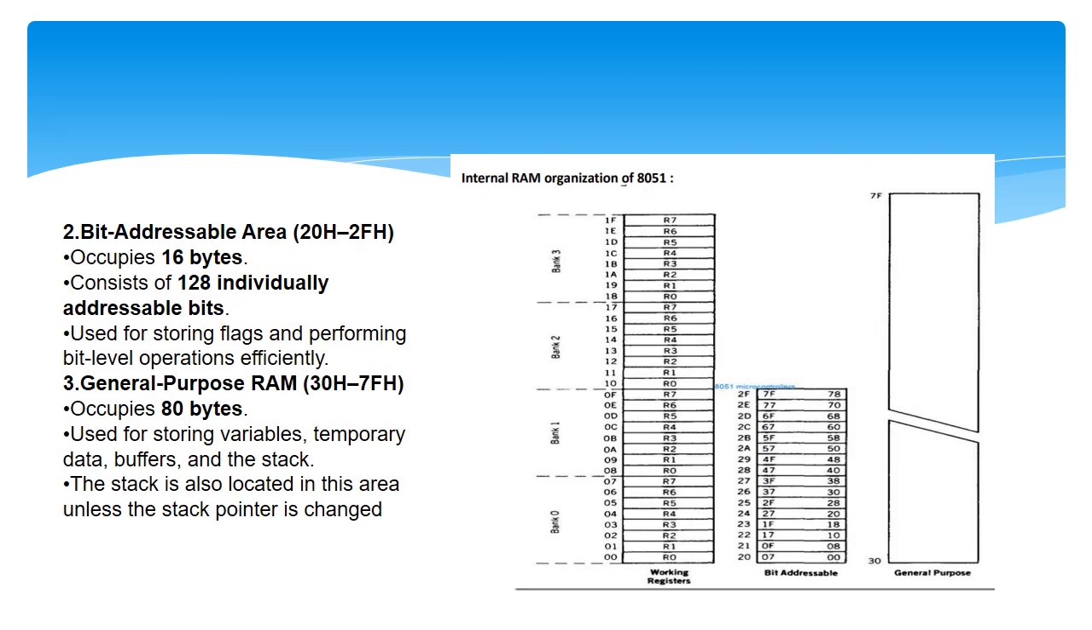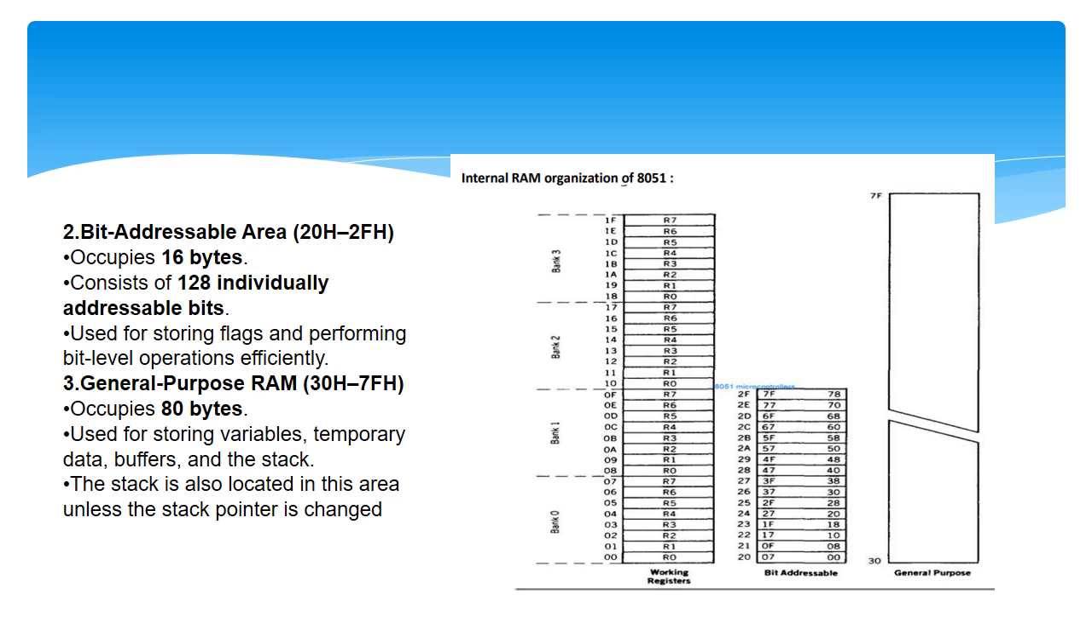And the second part inside the internal RAM of 8051 is the bit addressable area. The bit addressable area ranges from 20 hexadecimal to 2F hexadecimal, and this occupies around 16 bytes out of 128 bytes of RAM. This has got 128 individually addressable bits. For example, under the bit addressable area, you can see a number called 20. That is a register's address.